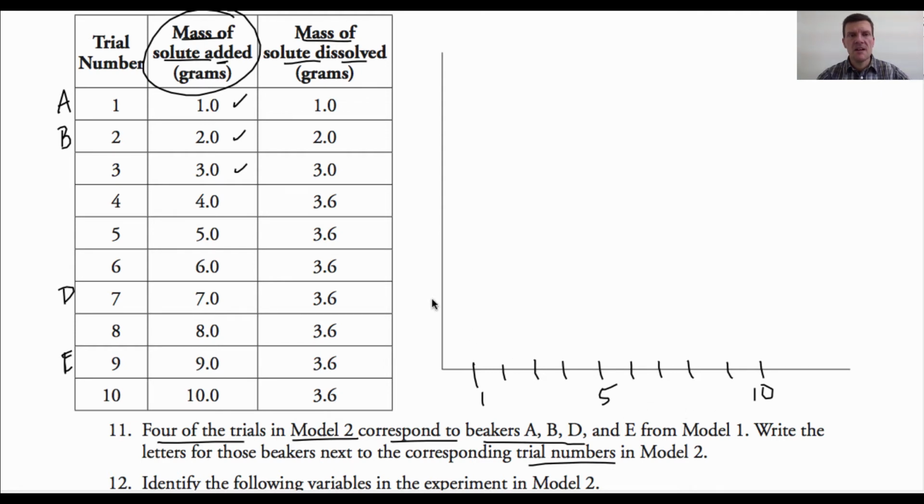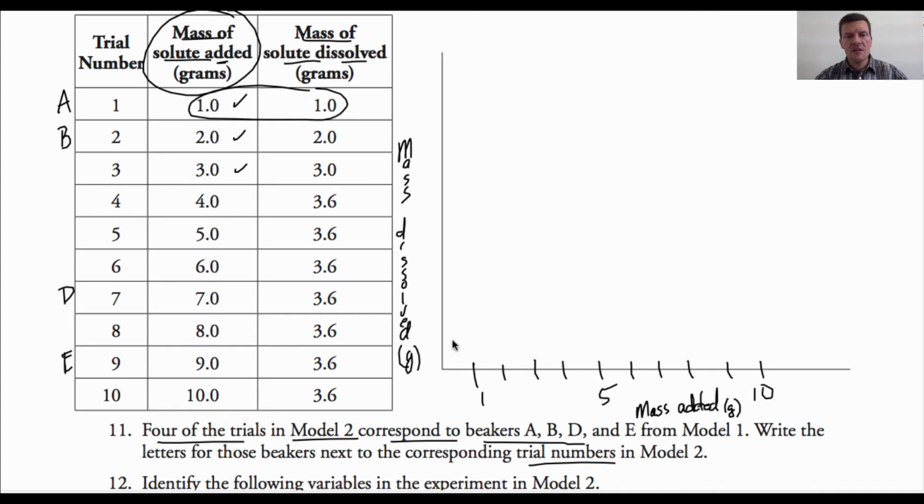Grams added. And then along here, I would label this axis down here as mass added, and I would put grams in parentheses to show my units. Over here I have mass dissolved, and again I would put grams. So I'm just going to pair these up.